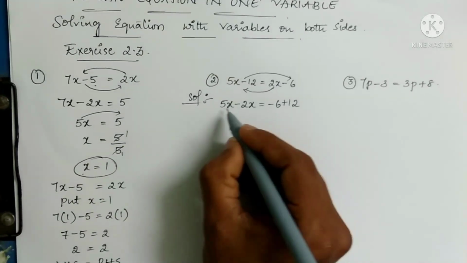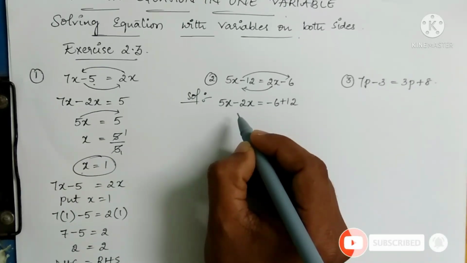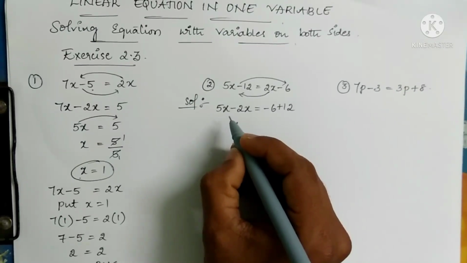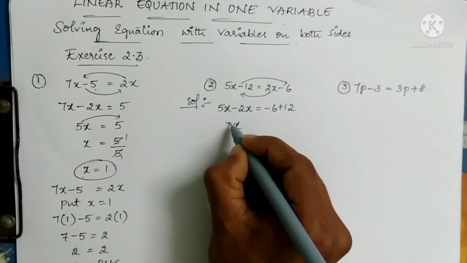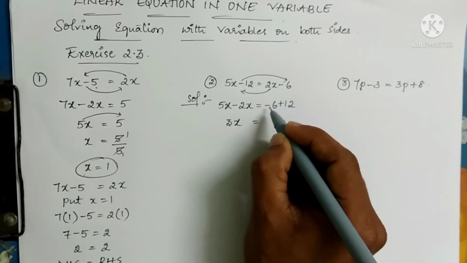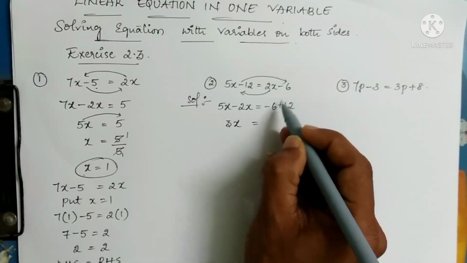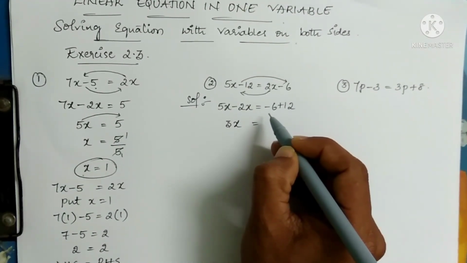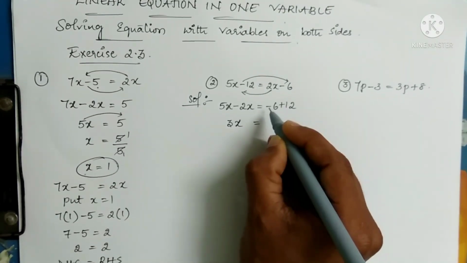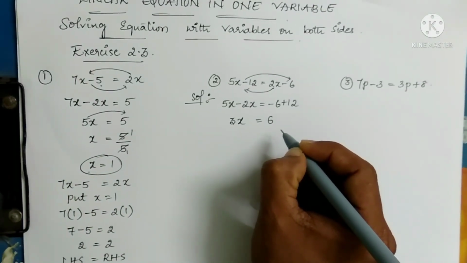Okay, now 5x minus 2x. We are subtracting the same variables, x and x, so x stays as it is. Now subtract the constant terms: 5 minus 2 is 3, which is equal to minus 6 plus 12. Minus 6 is a negative integer and plus 12 is a positive integer. By comparing these two, plus 12 is bigger than minus 6, so 12 minus 6 is plus 6.